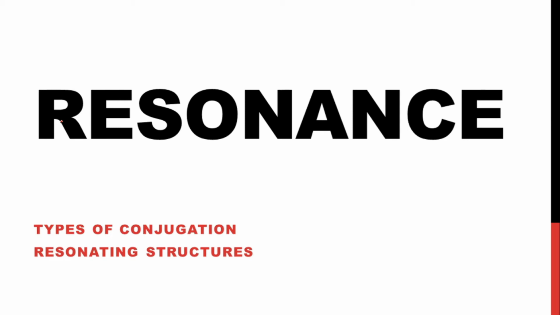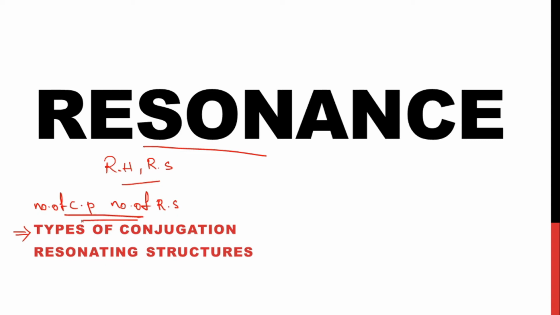Okay, in the previous video, we have discussed the resonance. We have learned what is a resonance hybrid, and what is a resonating structure. We have also learned the types of conjugation in the last video, and we have also studied the relation between number of conjugating positions with the number of resonating structures. The number of conjugating positions in a molecule are always equal to the number of resonating structures.